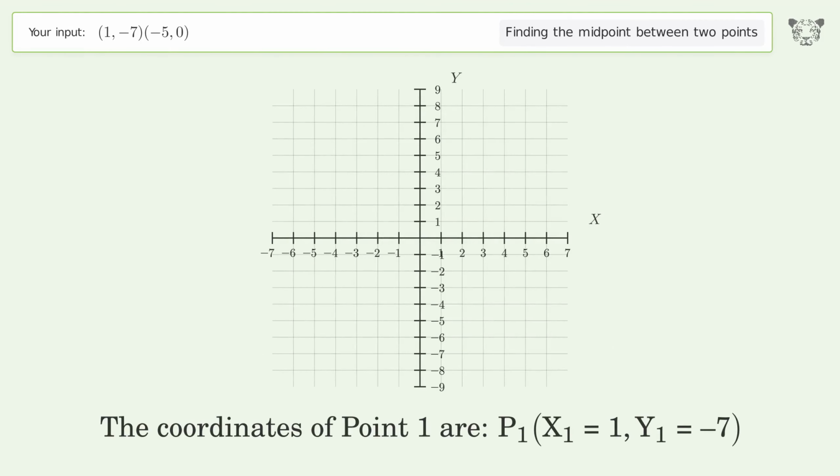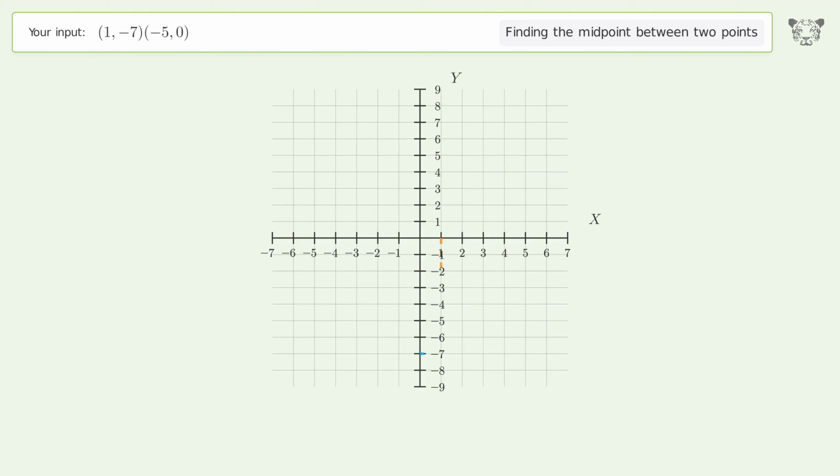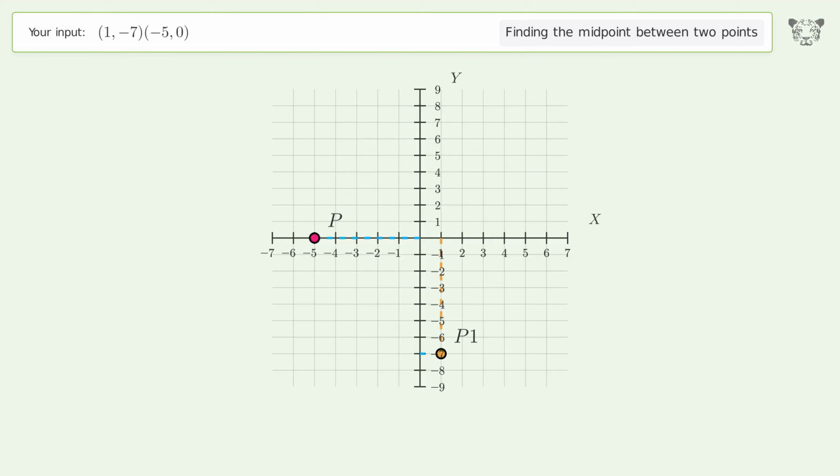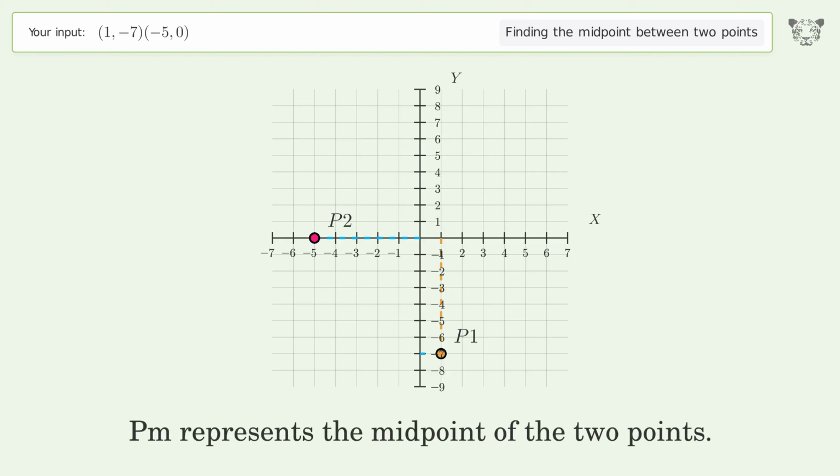The coordinates of point 1 are x1 equals 1, y1 equals -7. The coordinates of point 2 are x2 equals -5, y2 equals 0. PM represents the midpoint of the 2 points.